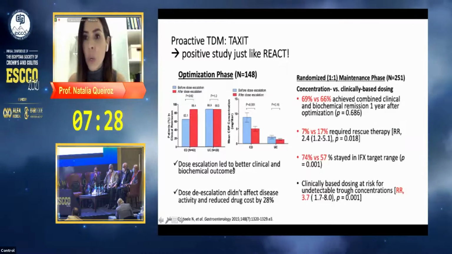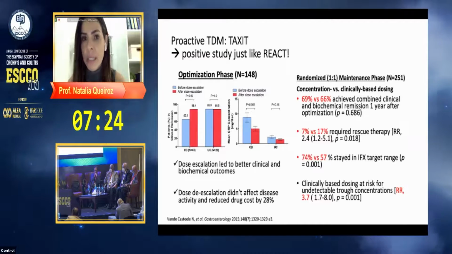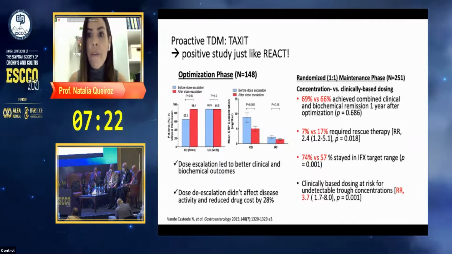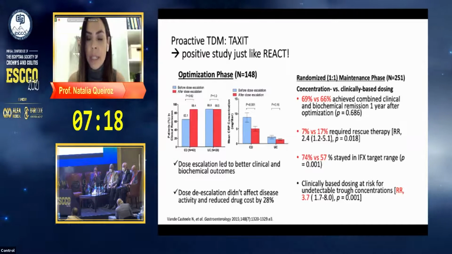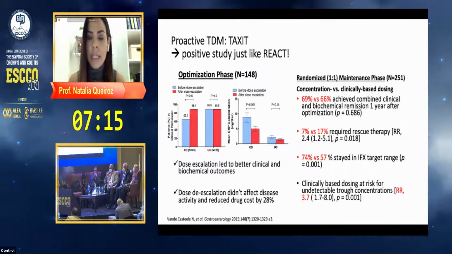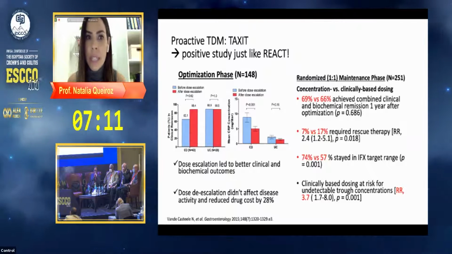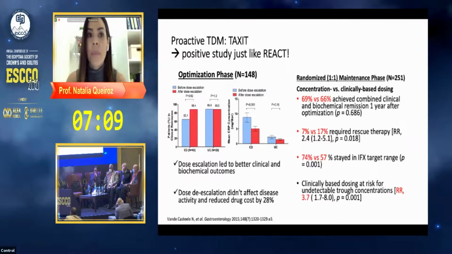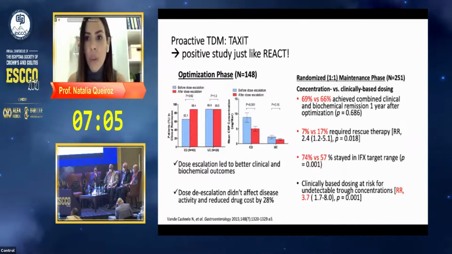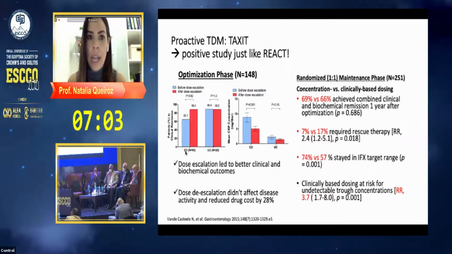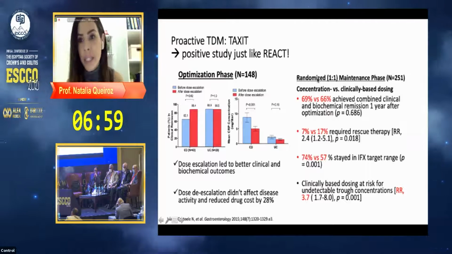The two landmark randomized controlled trials, named the TAXIT and the TAILORx trial, failed to achieve their primary outcomes, but it doesn't mean that they are negative. For instance, the proactive TAXIT trial, in my opinion, is a positive trial, just like the REACT trial. In this trial, patients had two phases, the optimization phase and the maintenance phase.